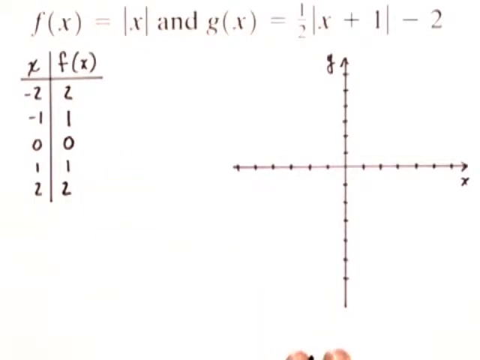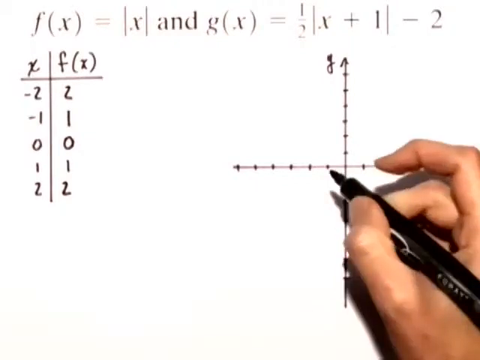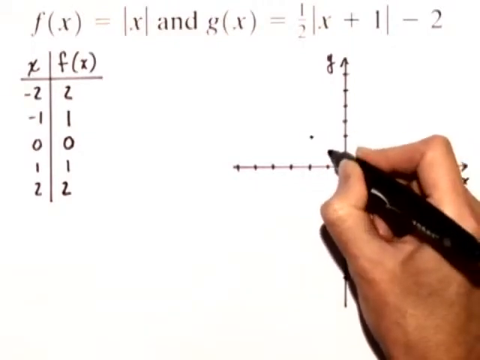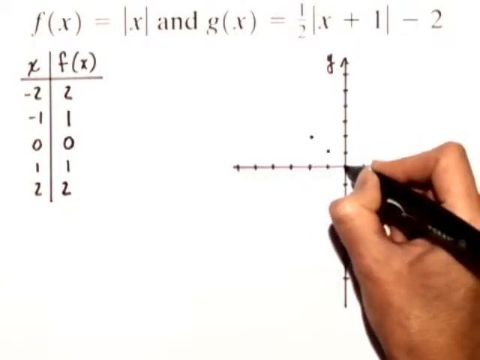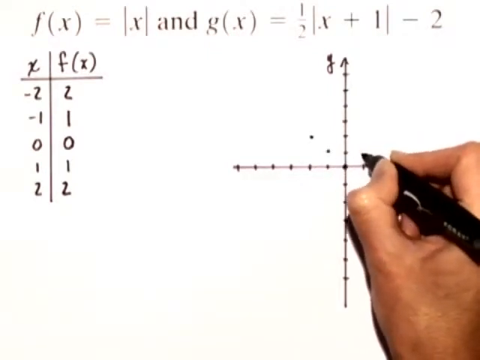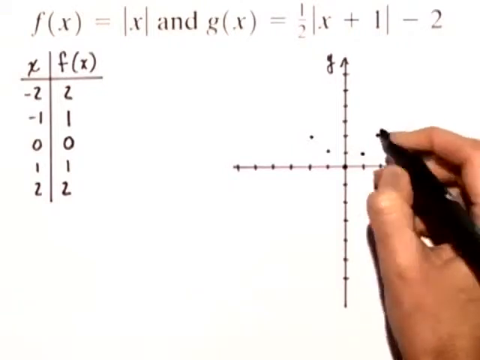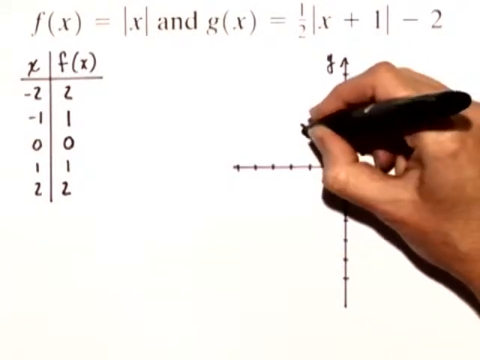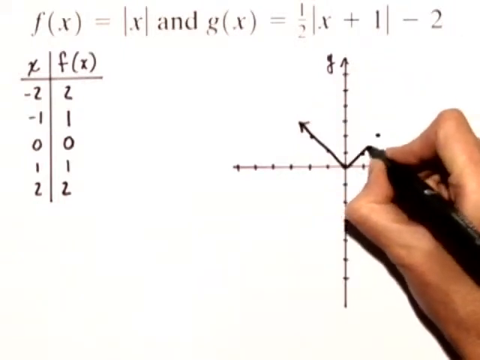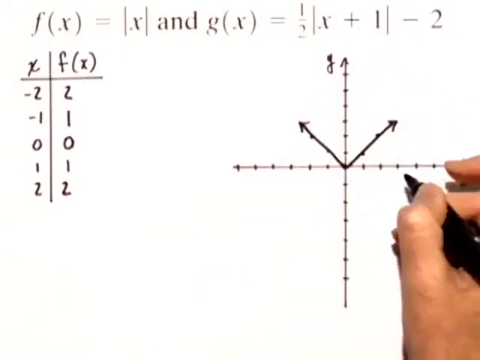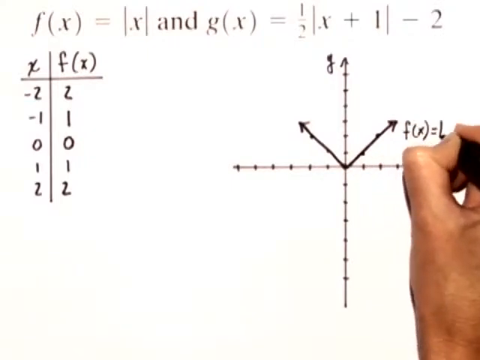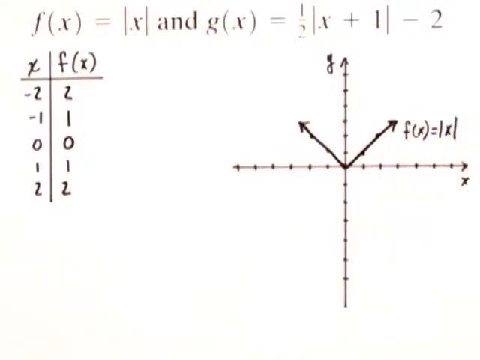Now I'm going to graph this first function in black. So let's plot these points: (-2, 2), (-1, 1), (0, 0), (1, 1), and (2, 2). And we can see that it is in the shape of a V. So this is the graph of f of x equals the absolute value of x.